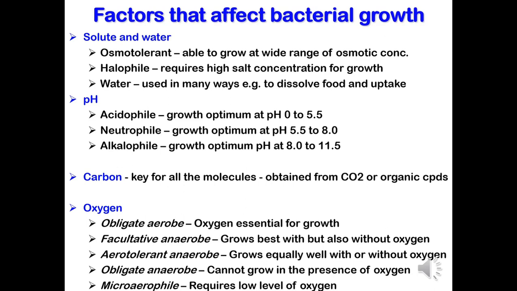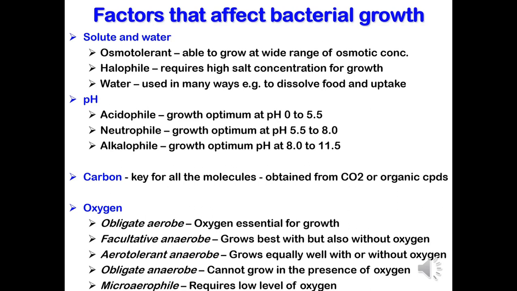And pH is another important factor for growth. So you have acidophiles, and they have their growth optimum between 0 to 5.5 on the pH scale. And then we have neutrophiles, and these have their growth optimum between 5.5 to 8. And then we have the alkalophiles, which have their growth optimum between 8 and 11.5.